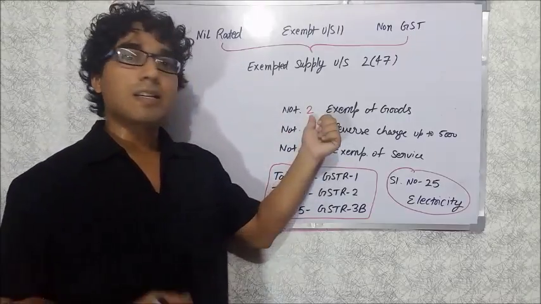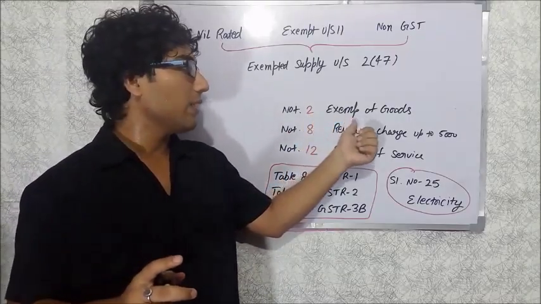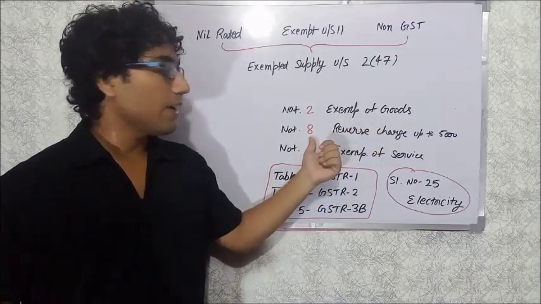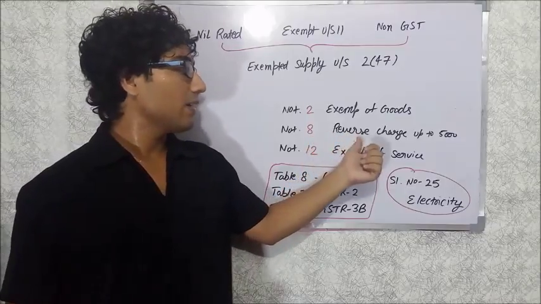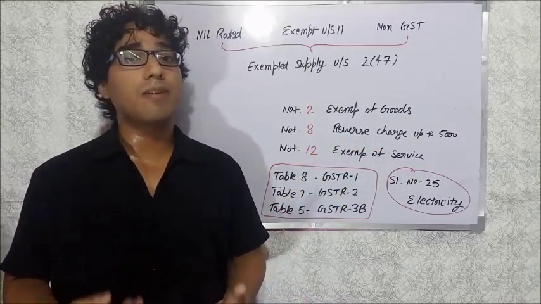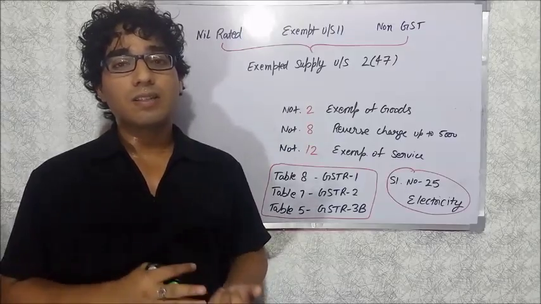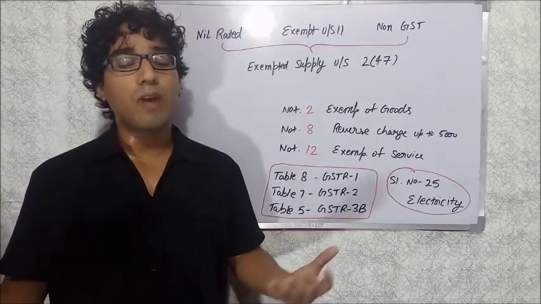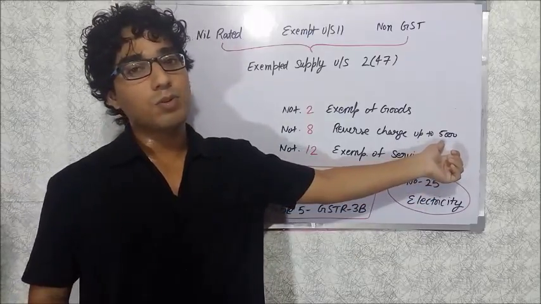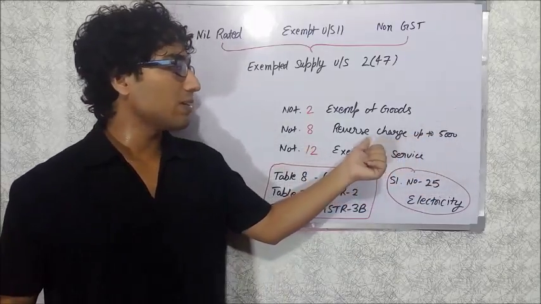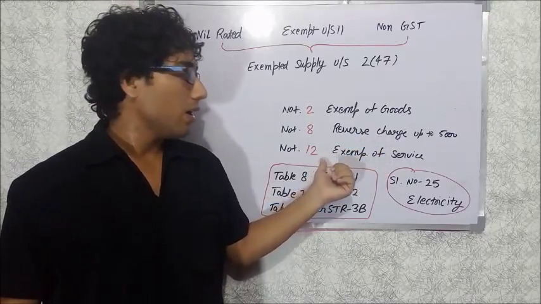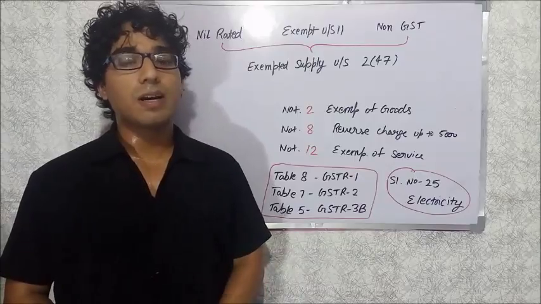The first notification is notification number 2, which is regarding the exemption of goods under GST. The second notification is notification 8, where they exempt the tax payable by the recipient on a reverse charge basis if the value aggregated from all unregistered persons on a particular day is up to 5,000 rupees. That is also an exemption under section 11. The third one is notification number 12, regarding the exemption of services under GST.